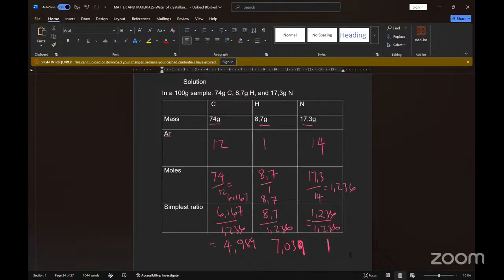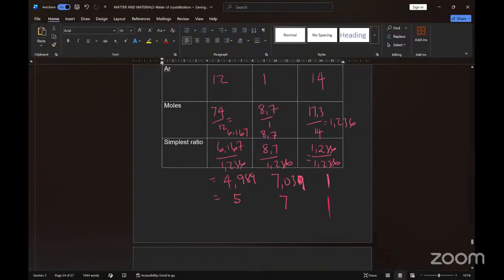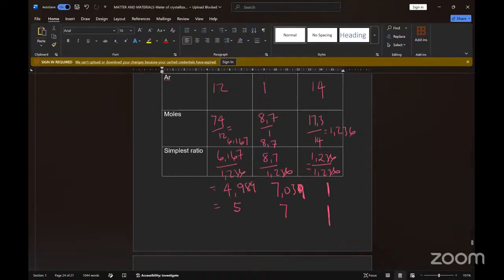So with respect to this, if you look at this carefully, you see that 4.989, you can easily round it off to 5 because it's very close. Okay. This one will round off to 7, and this one will be 1. So the empirical formula will be C5H7N1. We don't write 1 there. Everybody knows this is that.